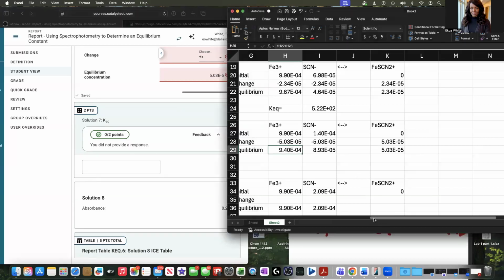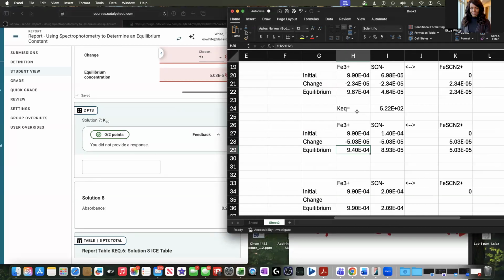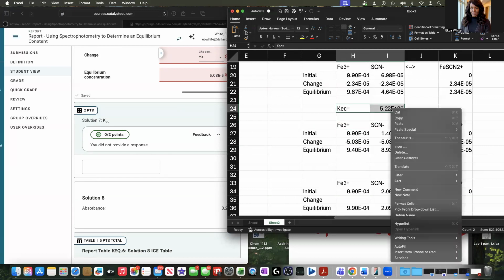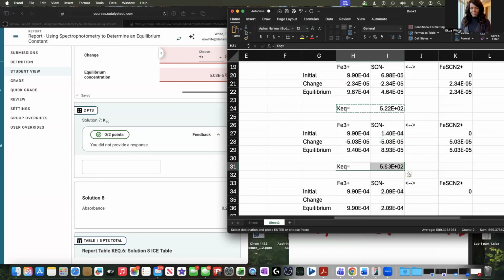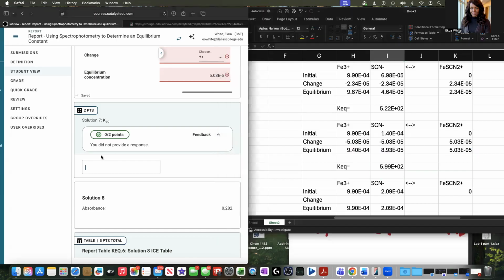Okay. Let's see what we have for this one here. So K equilibrium should be the same, right? The same. Let me see if I can put this here. Paste. Okay. Yeah, it did it. This on top. And then, okay. So 599? Okay. Man, it's coming together.